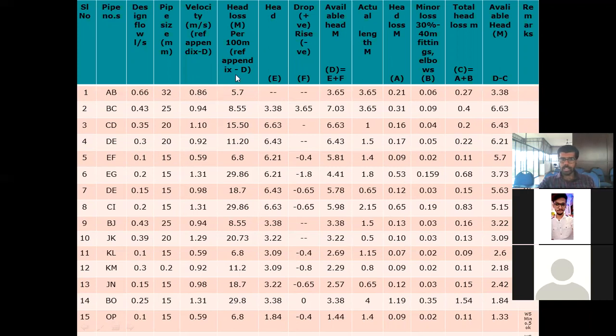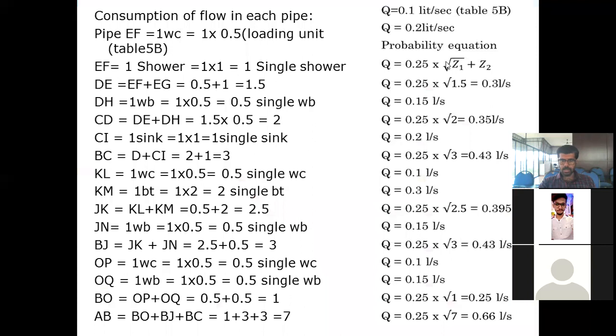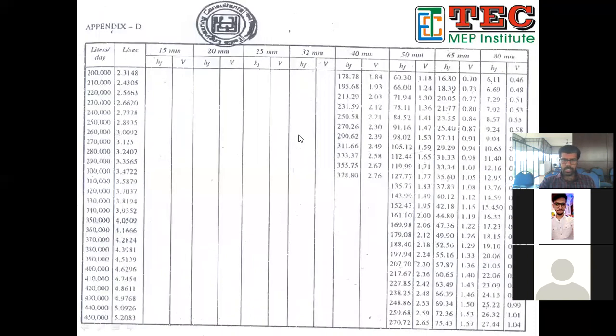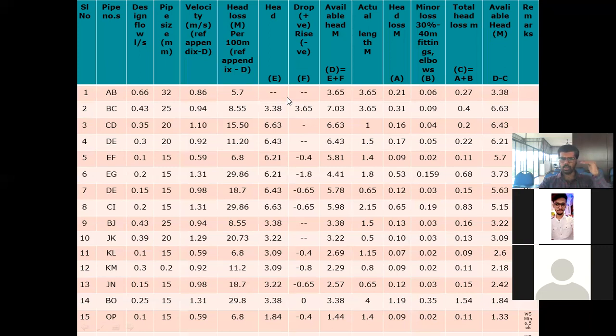Somewhere here you can write, or if you forget, you can write here from reference. You can write like this: reference to appendix D. Appendix D means this one only. Okay, appendix D table, Hazen-Williamson's table. Then, initially there won't be any head. After that only there will be head.